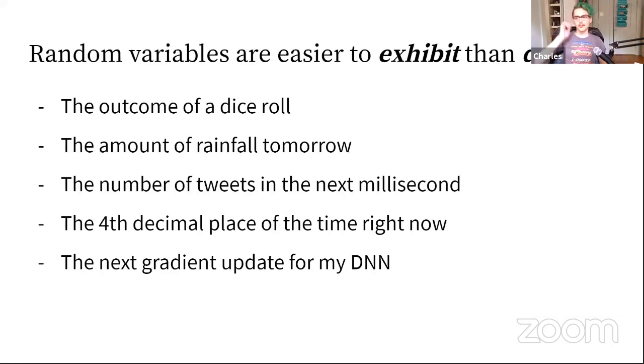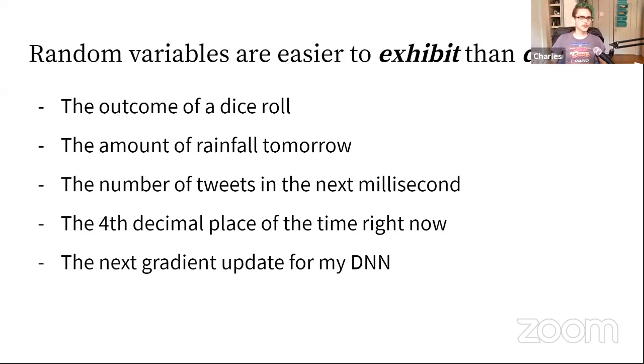So random variables are a lot easier to exhibit than they are to define. If somebody was like, what's a random variable? It's a lot easier to just list off, like, oh, you roll a die and a number comes up. You don't know what it's going to be. There it is once you've rolled. How much rain there's going to be tomorrow. You can maybe predict that better than a dice roll, but famously, weather reports are not perfect at predicting whether there's going to be rain and how much there will be.